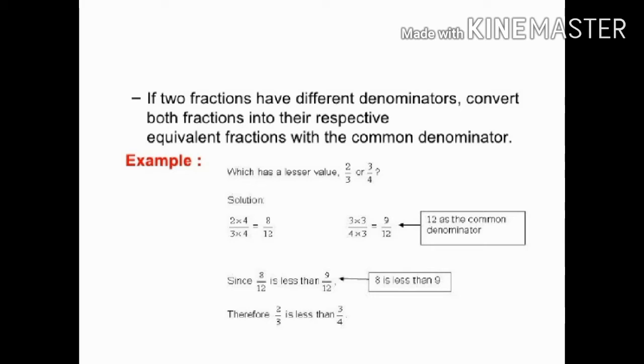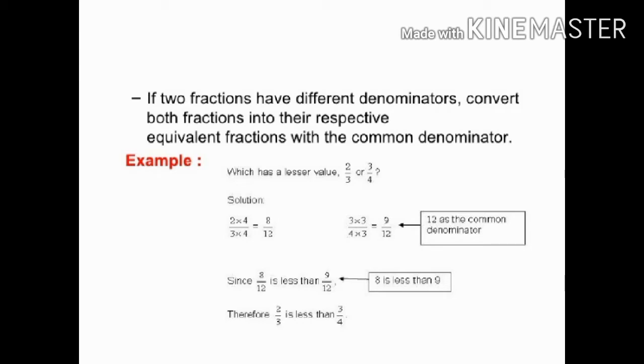So dear students, now look, both fractions have same denominator. Now we will compare the numerators. 9 is greater than 8. So 8 by 12 is less than 9 by 12. 8 by 12 represented 2 by 3 and 9 by 12 represented 3 by 4. Therefore 2 by 3 is less than 3 by 4.